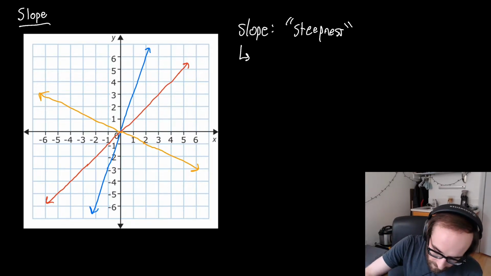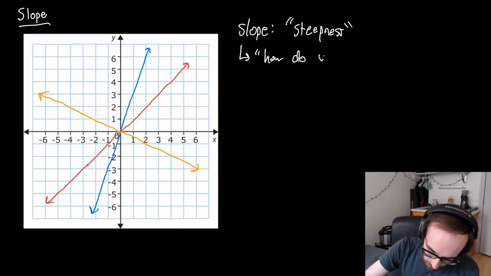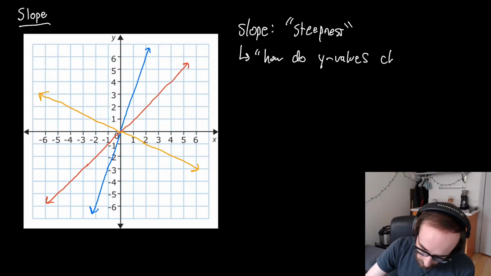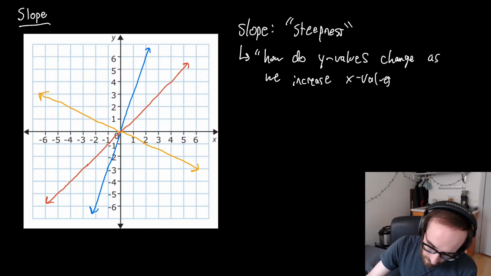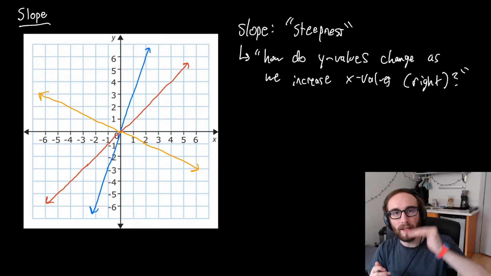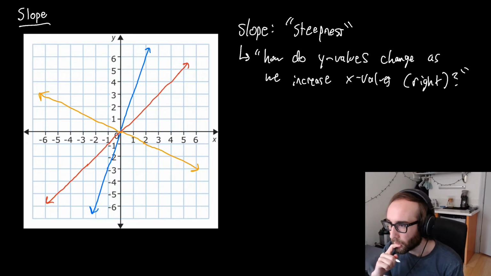Another way to say that is to ask the question, how do the y values change as we increase the x values? In other words, as we go to the right, if we're looking at a graph. So how do the y values change up and down as we move to the right along the graph?